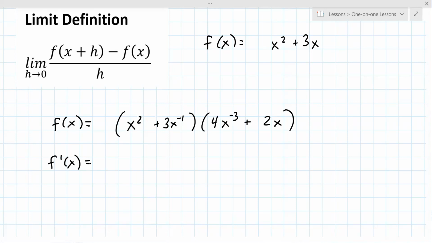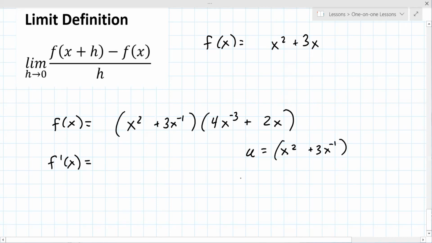Yes. Okay. So I'll point out here that WebAssign doesn't care how you enter it. So you can make it as messy as you want. If I were teaching this to you in a classroom, I would tell you to make u x squared plus 3x minus 1, and I'd want you to find u prime or du.